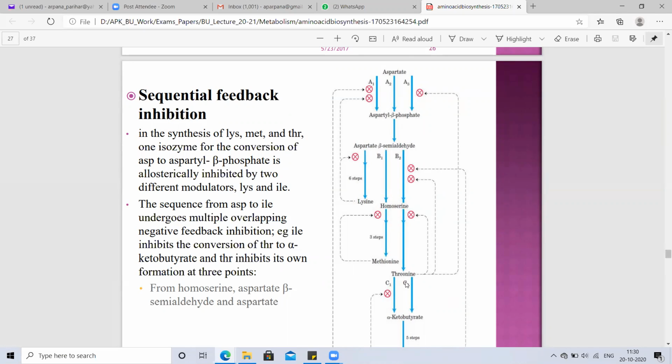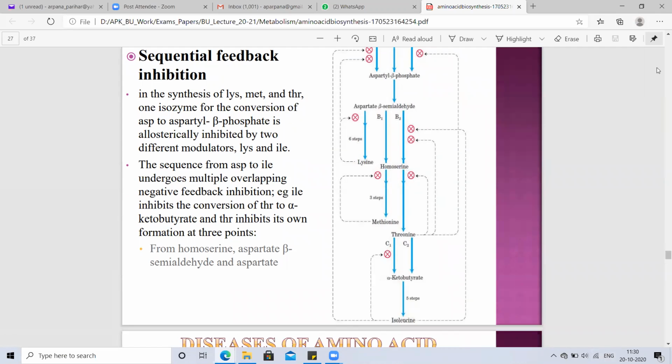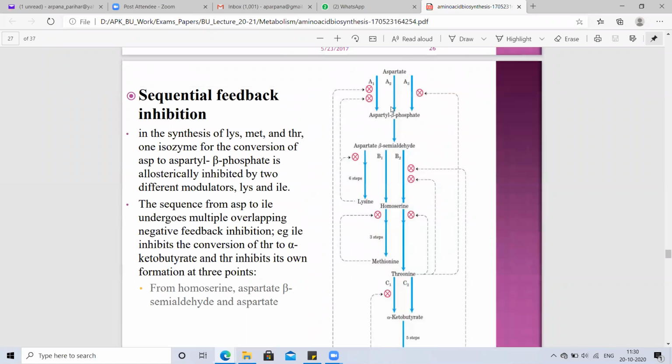We have seen this pathway earlier in biosynthetic reactions, and this threonine is further converted into alpha ketobutyrate and then to isoleucine. So this is just a basic pathway where if isoleucine is accumulated in the body, it inhibits the key enzyme A1 only, okay, not the A3. This A3 isoenzyme is inhibited by threonine. Threonine can also inhibit simultaneously this B2 enzyme and this homoserine to threonine converting enzyme. Similarly, methionine can inhibit this homoserine step. Lysine can inhibit this aspartate beta semialdehyde step, and this can also inhibit the A1.